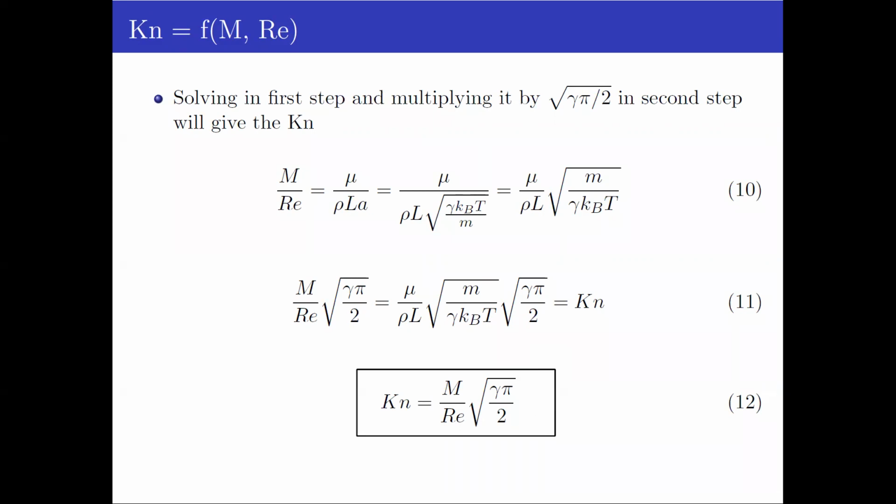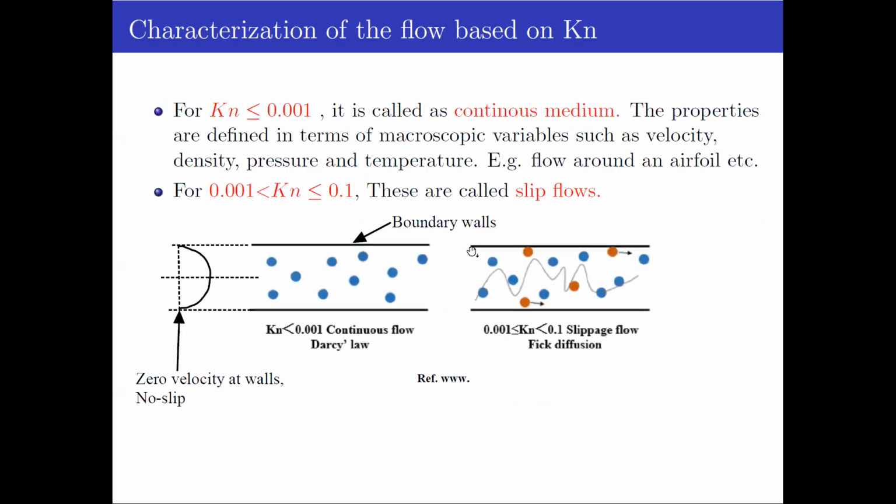Next, how are the different boundary conditions defined for a flow based upon the Nusselt number? We can see here. A low Nusselt number, that is less than 10 to the power minus 3, is called a continuous medium, where particle-particle collisions are very frequent, and macroscopic properties such as velocity, density, pressure, and temperature can be defined. For example, flow in a pipe, channel flow, or flow around an airfoil.